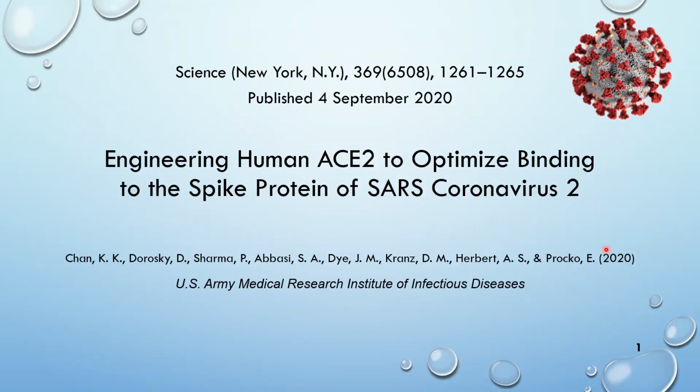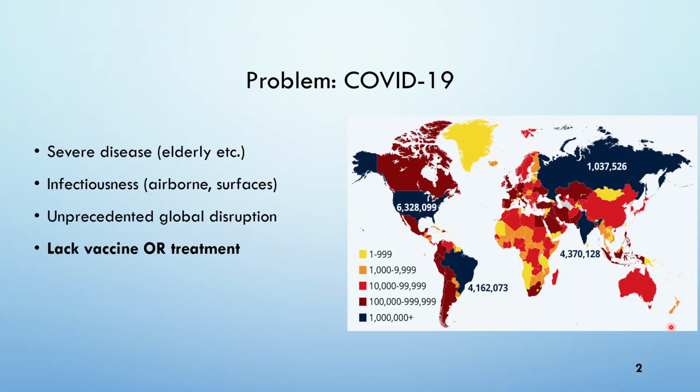Hello everyone. Today I'm talking about the paper Engineering Human ACE2 to Optimize Binding to the Spike Protein of SARS Coronavirus 2. The two proteins I mentioned here are involved in SARS-CoV-2 infection. This paper was just published last month in Science, and the researchers are putting US military funding to good use.